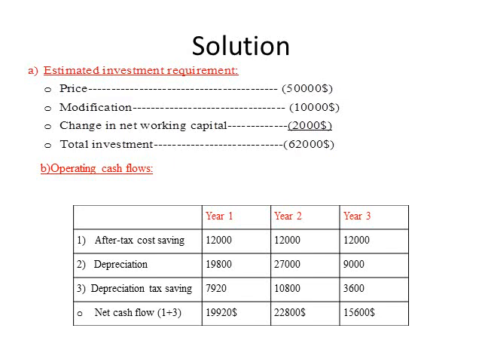Then the net cash flow in years 1, 2 and 3 will be calculated by adding the after tax cost saving plus the depreciation tax saving, which will be 12,000 plus 7,920, giving me 19,920. In year 2, 12,000 plus 10,800 will give me 22,800, and in year 3 it will be 12,000 plus 3,600, which will give 15,600. This means, as I wrote in front of you in the slide, number 1 after tax cost saving, plus number 3 the depreciation tax saving.